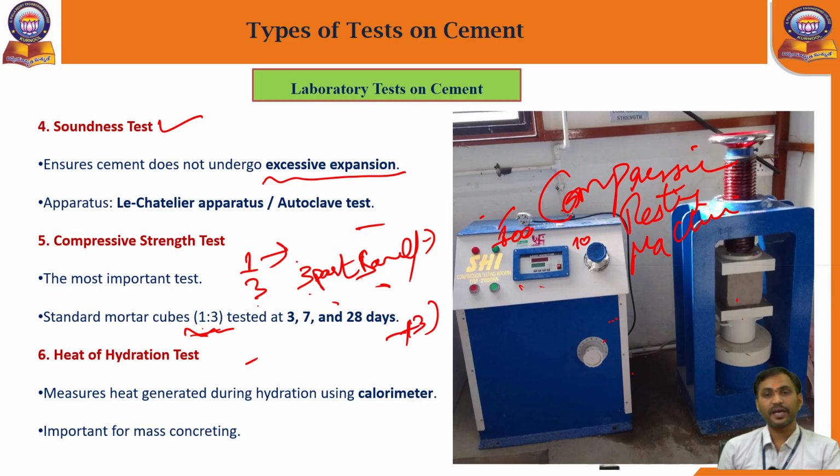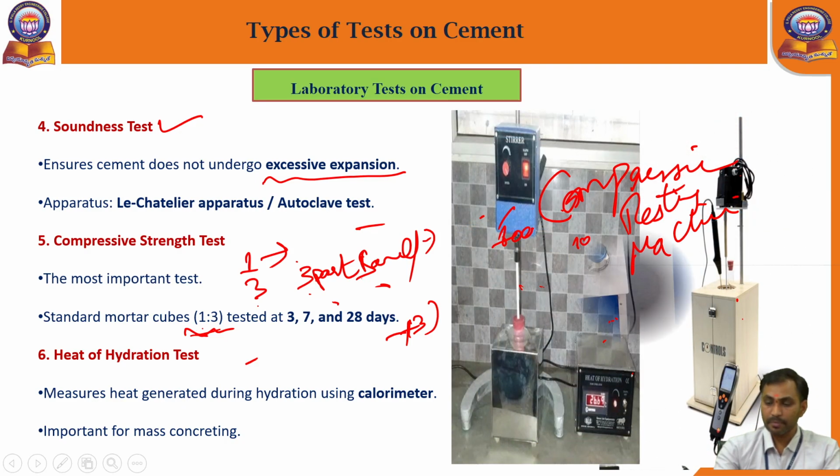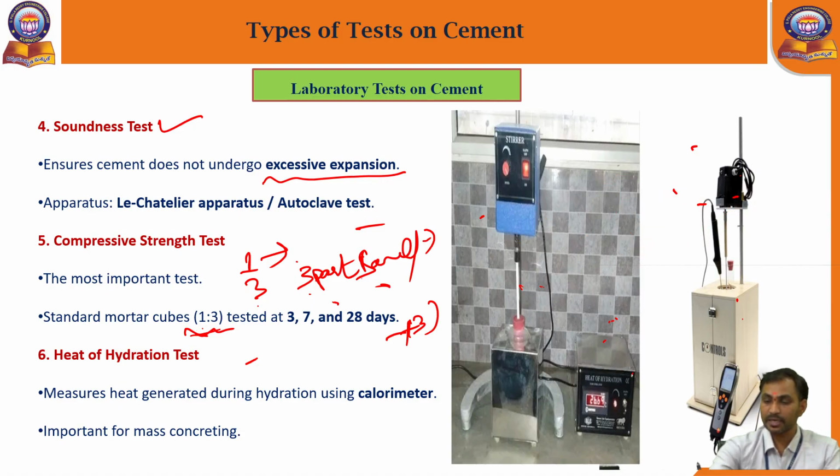Next, heat of hydration test. It measures the heat generated during hydration using a calorimeter. So this is the calorimeter. At the start we discussed the hydration process, and the heat of hydrated cement is checked using this calorimeter. It is important for mass concreting.